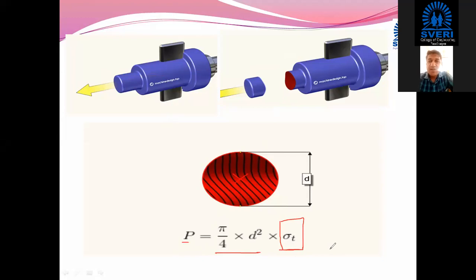Okay, directly yield stress cannot be taken. We have to just apply the factor of safety criteria for that, and then we are going to take sigma t as the allowable tensile stress for this particular component. Got it?